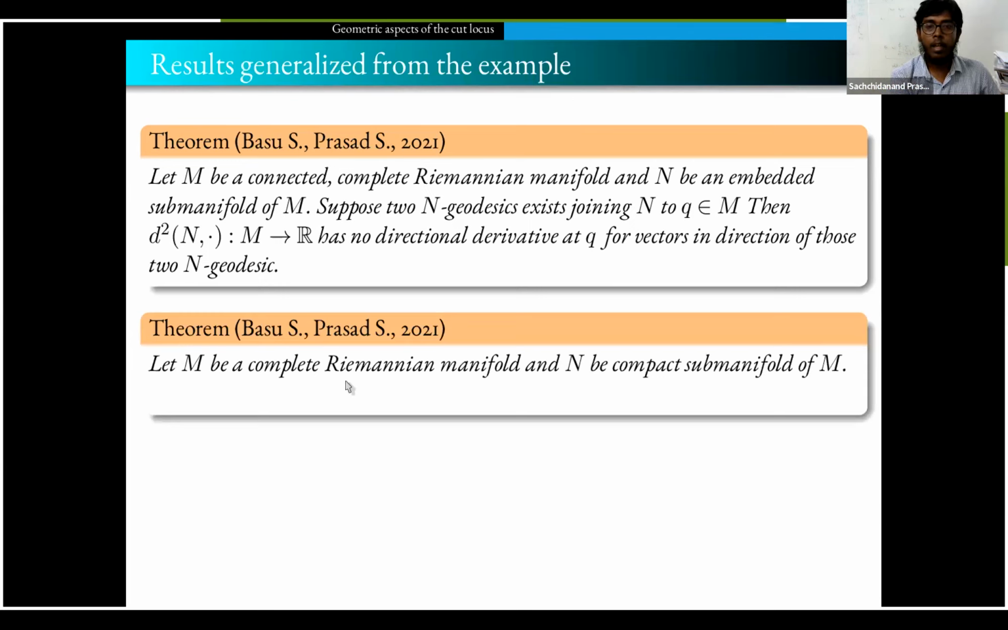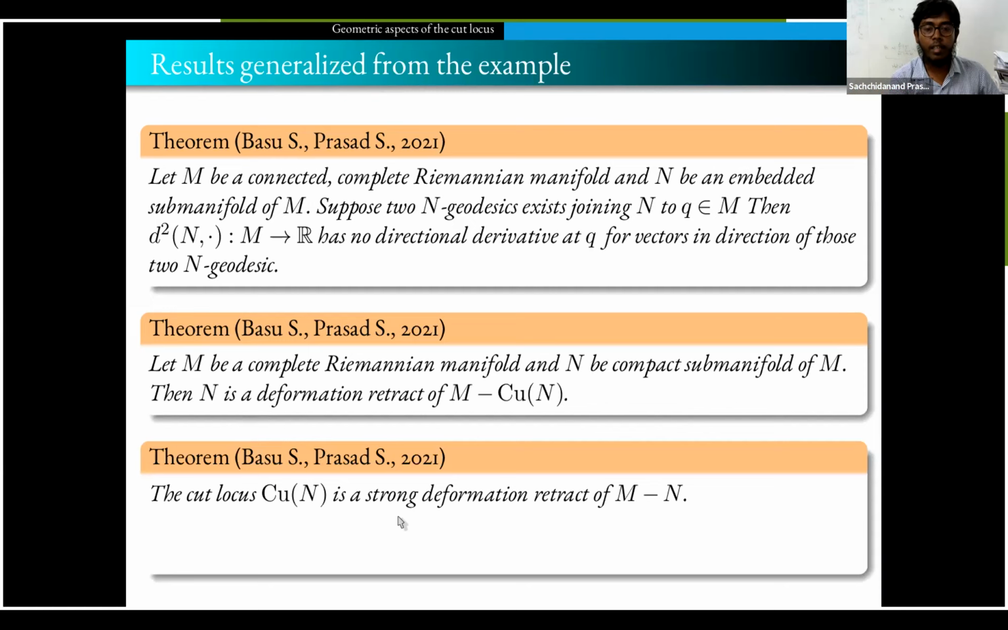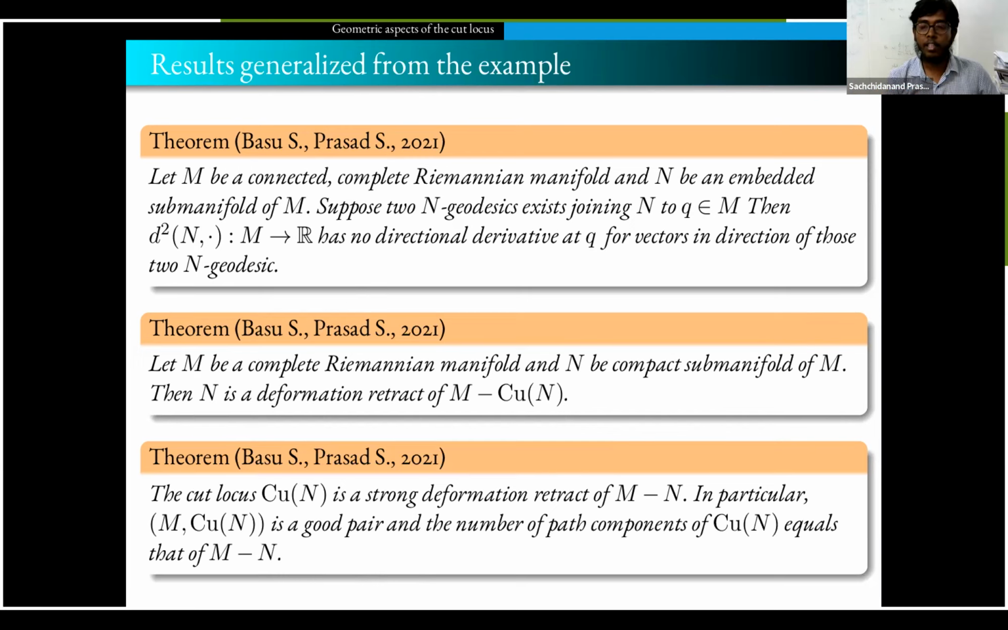Next, again take a complete Riemannian manifold M and N a compact submanifold. Then N is a deformation retract of M minus the cut locus, and this deformation is via the distance square flow, and here we need that it's a Morse-Bott flow. And lastly, the cut locus is a strong deformation retract of M minus N, and in particular this is a good pair, and the number of path components of the cut locus is the same as that of M minus N.